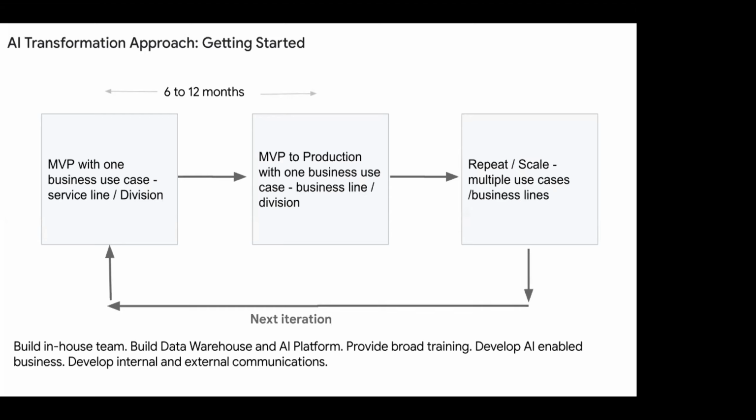Once you have those things, then you can think about creating an in-house team, creating a data warehouse and platforms, providing a lot of training for your people, or maybe creating an AI-assisted business model, having a business strategy around AI: how are you going to serve your patients better, or how you create a new revenue stream, etc. And of course, then you have to create some good internal and external communication to make sure people understand your AI strategy.